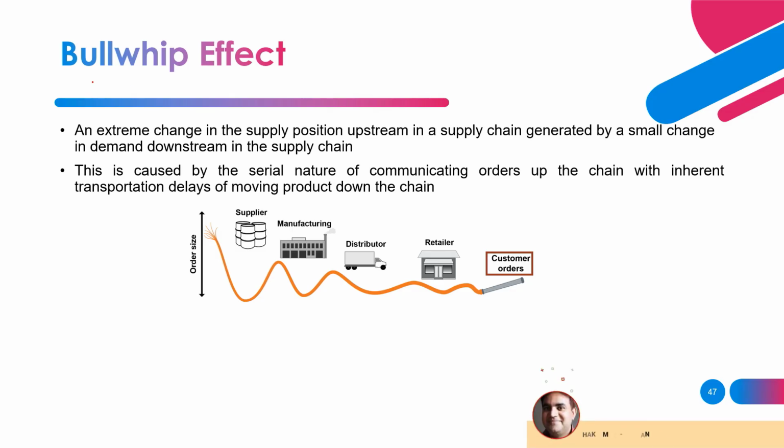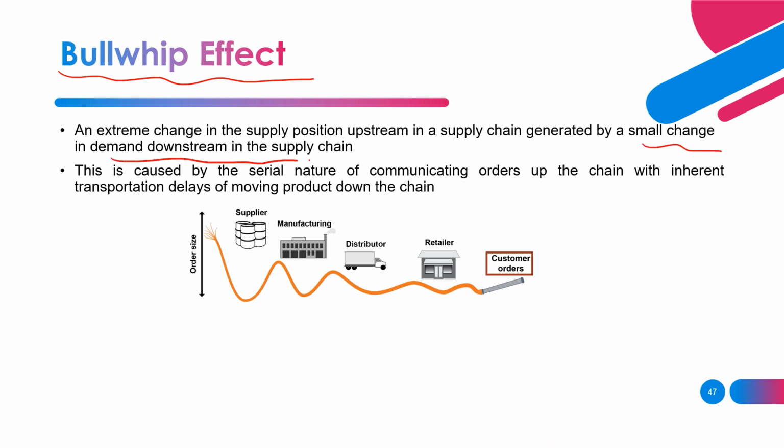Welcome. In this video, I'm going to talk about the bullwhip effect in a supply chain. This bullwhip effect occurs in a supply chain when small changes in the demand of the downstream supply chain have a huge effect on the upstream position of the supply chain.